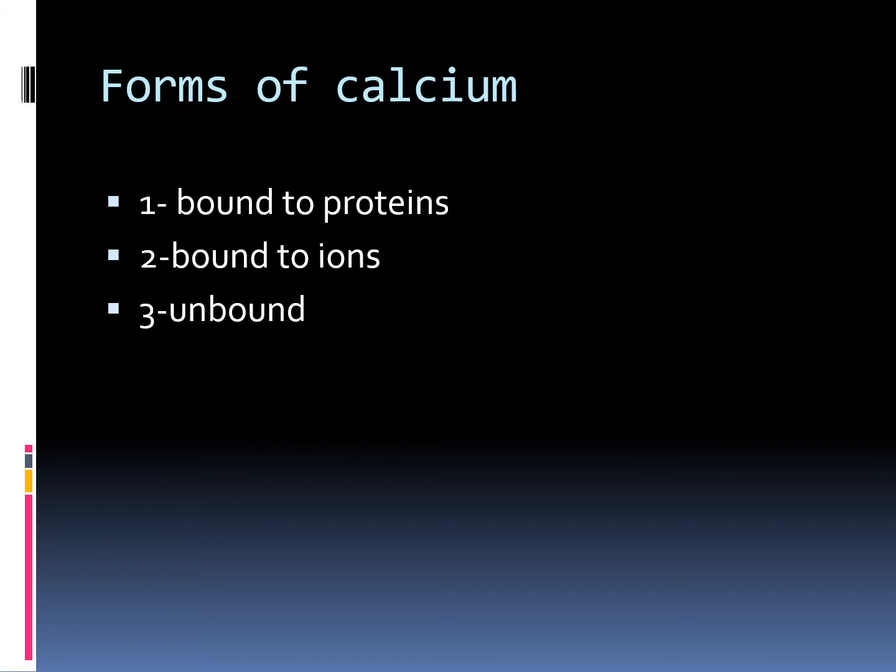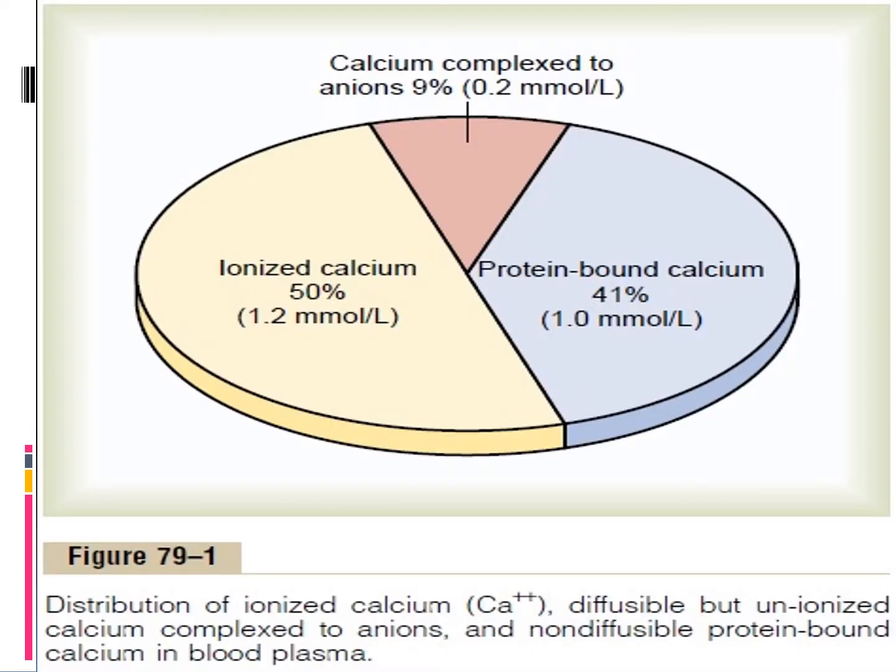In plasma, calcium exists in three forms: 40 to 45% bound to plasma proteins, mainly albumin; 5 to 10% bound to anions such as phosphate and citrate; and the third one is unbound, which is 50% of the total plasma calcium, and it is the only biologically active form. This diagram shows the distribution of the three forms of calcium within the plasma.